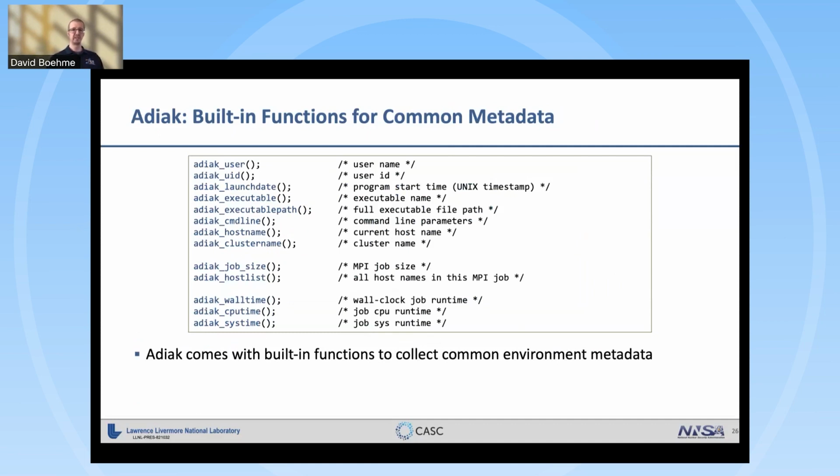So here are the different built-in functions for collecting common kinds of metadata in ADIAC. We have things like the username, UID, launch date, executable name that was used, the command line, the cluster, the MPI job size. And we're also often collecting global run performance metrics, like the overall wall clock time that was used, or an overall figure of merit for the code. And that's pretty useful later in Thicket to compare the overall performance across many different runs.